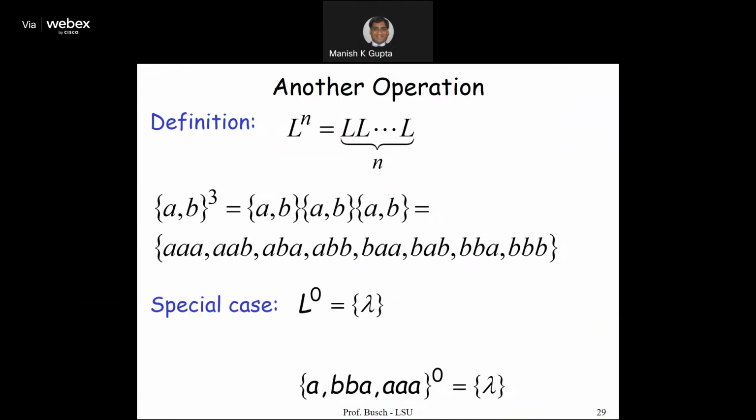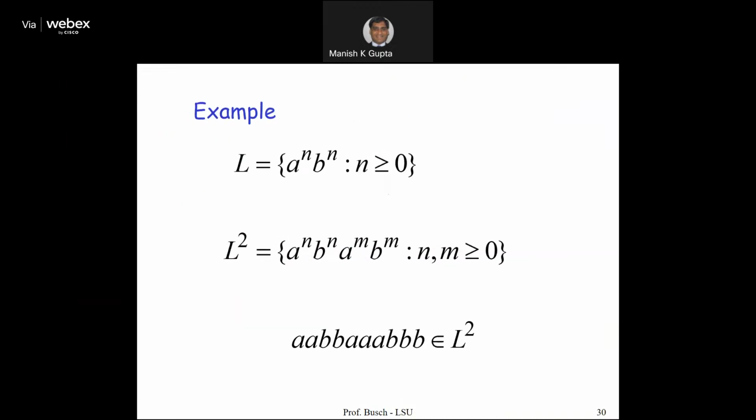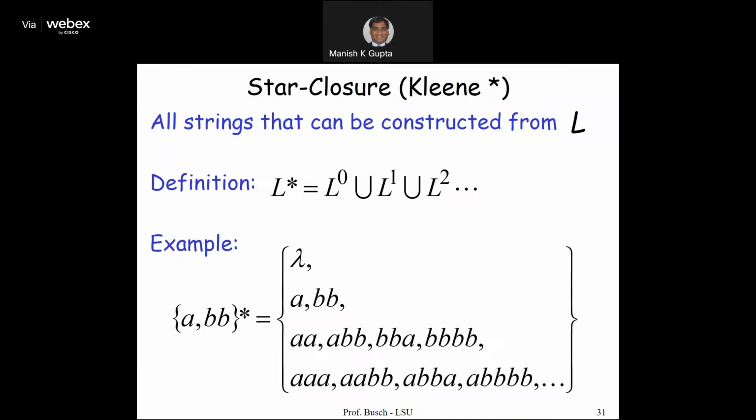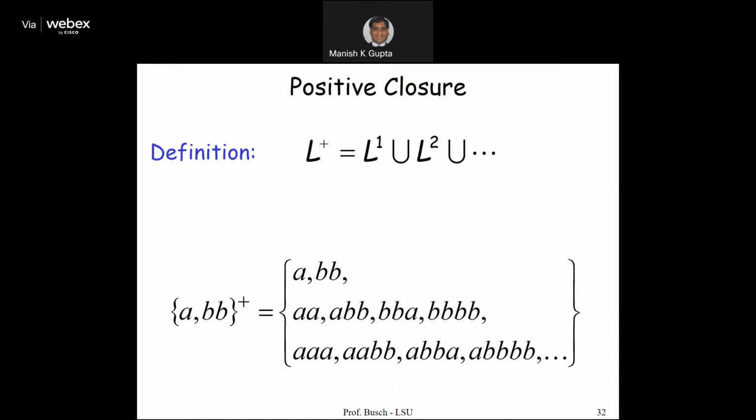Another operation, L to the power n. Language power n is L concatenated n times. And in the special case, L to the power 0 is singleton lambda. This is different from a string raised to the power 0, which is lambda. This is singleton lambda. See the difference. And then what else? Kleene star. This is star closure. All strings that can be constructed from L is known as L star. So L^0 union L^1, union L^2, and so on. Positive closure, L plus. So the trivial thing is out.